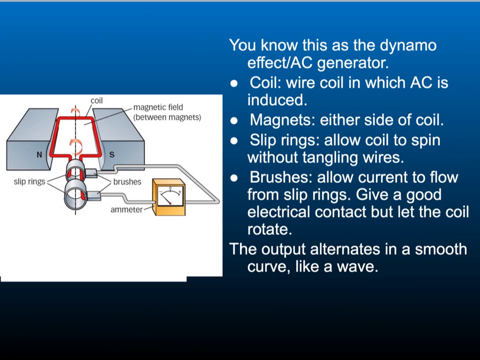And the output makes a smooth curve like a wave, an alternating current. And just to refresh, if we were to draw that, it will give us a nice graph like this. The current goes from positive to negative to positive to negative.